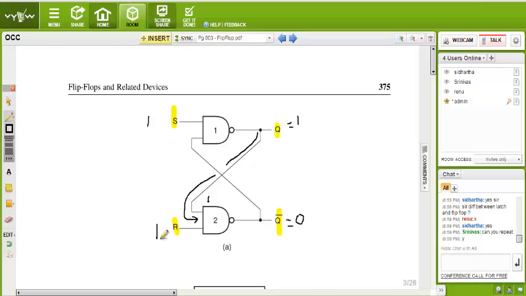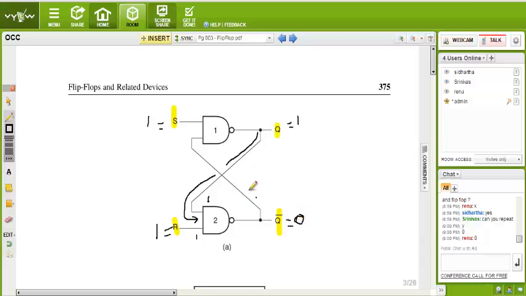Now see, presently we give an input S is equal to 1, R is equal to 1. It is the current input. Now check what happens if we give S is equal to 1, R is equal to 1. This 1 is fed to here and this 1 is fed to here. Now with 1 and 1, what would the output be? Yeah, 0. See, here is a 0.